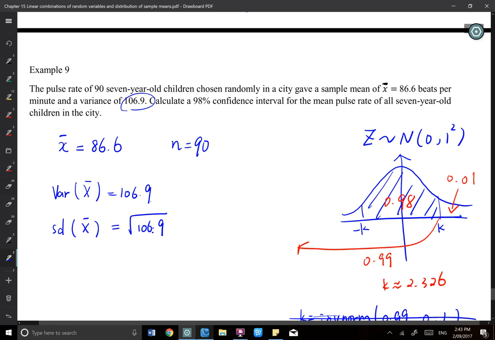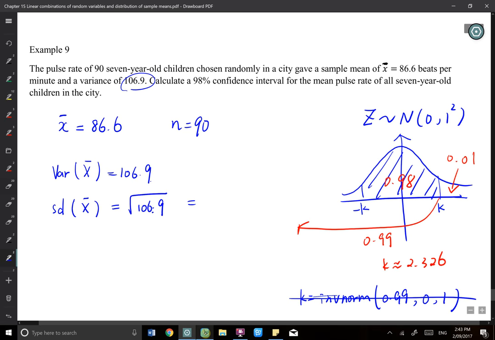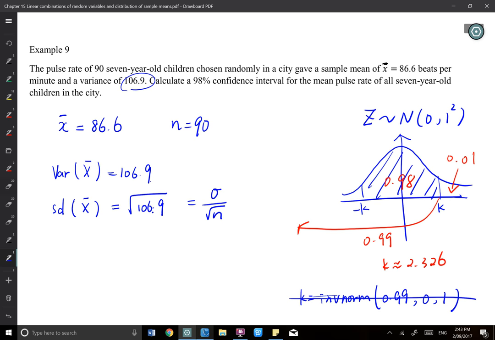So per minute, that gives you a variance of that sample mean, which is 106.9, and then the standard deviation of that is the square root of 106.9. Okay, that is just equivalent to sigma over square root n. What's sigma over square root n? That's the standard deviation of x bar, right? That's the standard deviation of x bar.